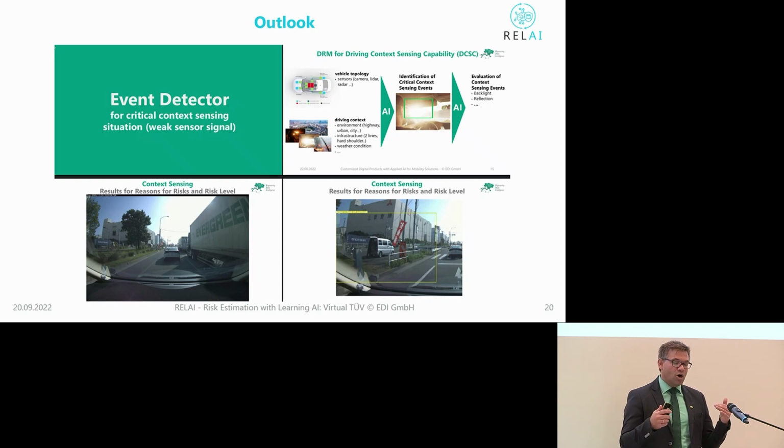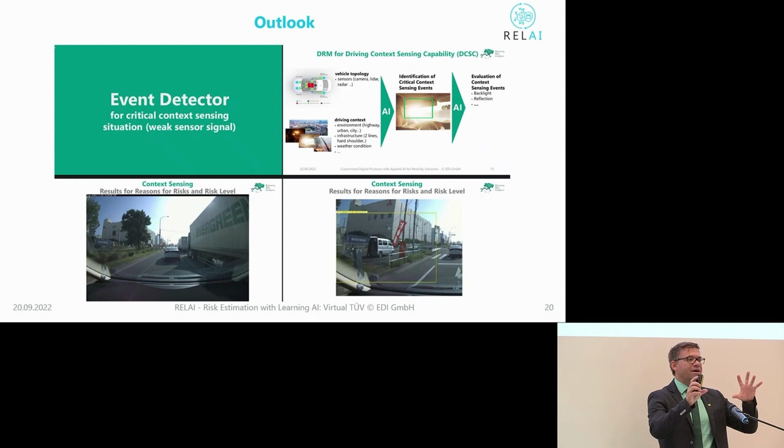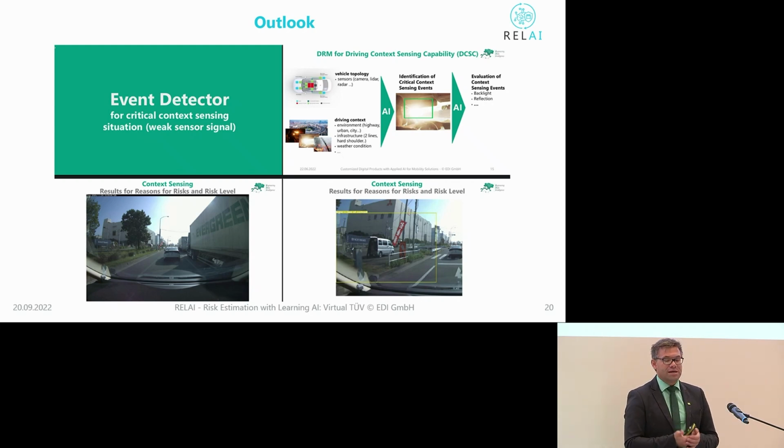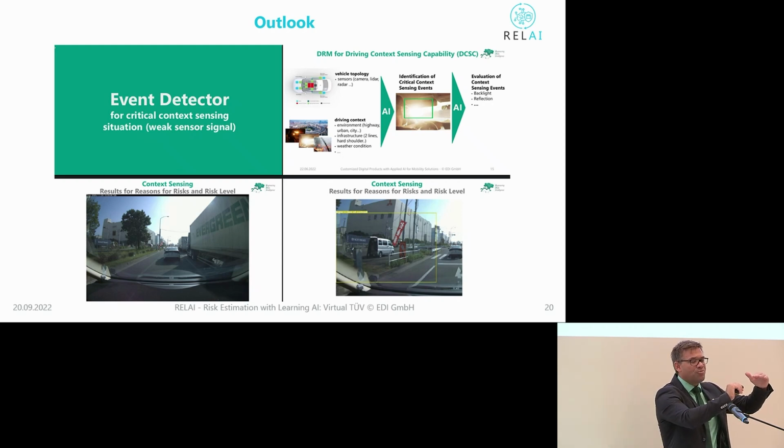And maybe as an outlook on what we are already working on: not only critical traffic situations are edge cases for autonomous vehicles, but also when the sensor sometimes cannot see everything, so it's about context sensing situations. For example, if you have a bright sun at a special angle, then you cannot see the objects. We are working on this and bringing it into this incident browser, so you can select between critical incidents from a traffic perspective, but also from the sensor perspective.